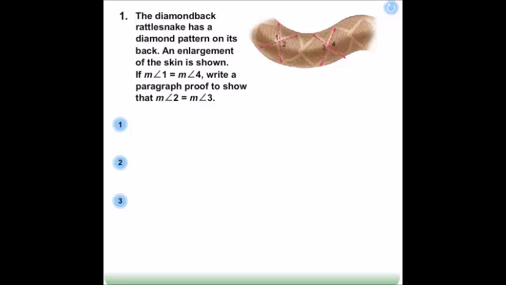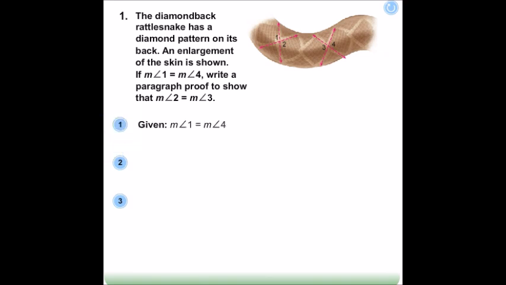First, we're going to cover example number 1 on the bottom of page 380. The diamondback rattlesnake has a diamond pattern on its back. An enlargement of the skin is shown. If the measure of angle 1 equals the measure of angle 4, write a paragraph proof to show that the measure of angle 2 equals the measure of angle 3.